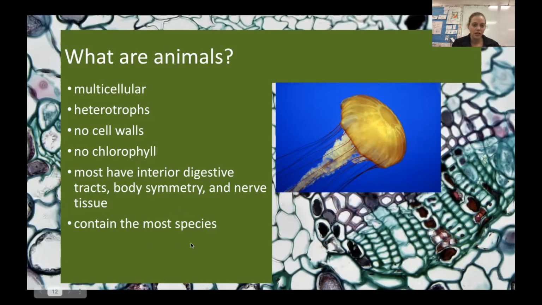Most species are in the animal group. There's over 1 million different animal species. Some scientists argue up to 10 million animal species, depending on how much of a difference you feel like you need to split animals into different species.